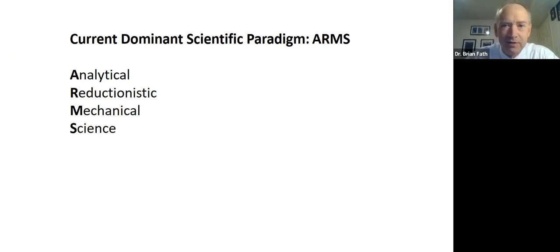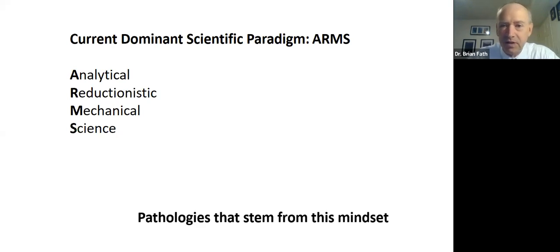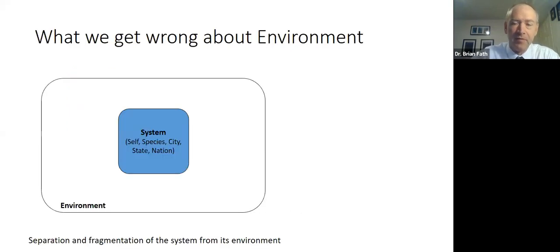We refer to the current dominant paradigm as ARMS: analytical, reductionist, mechanical science. And there are some pathologies that we think actually stem from this. Some of the problems that we have can't be solved by just continuing to apply this more and more; we need to rethink it. One of those very basic things is what we get wrong about the environment, how we see the environment.